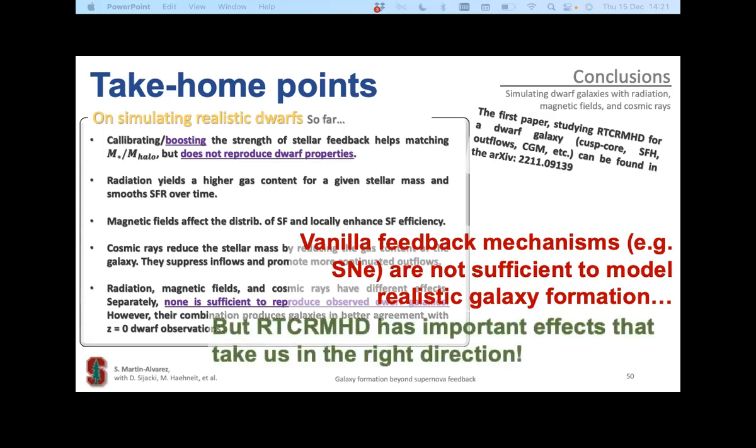But when we include these additional physics, we think it's taking us in the right direction to form more realistic dwarf galaxies, or galaxies in general. So it's quite encouraging that having more physics helps take things in the right direction. Anyway, if you want to see the paper, it's on the arXiv. And if you have any questions, I'll take them now. Thank you.